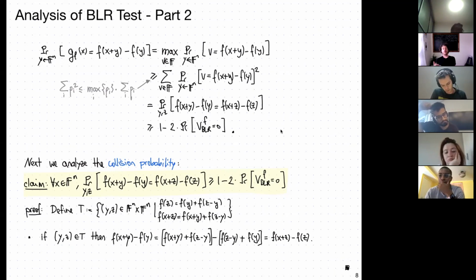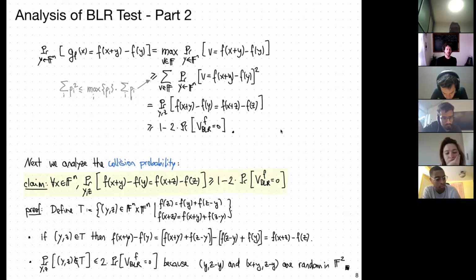So now we want to give some lower bound on the probability of having a collision. So let's just bound the probability that we are not in T. If we are not in T, then we might not have a collision. And if you can say that everything outside of T is kind of small, then we're happy. So what is the probability of us being in T?